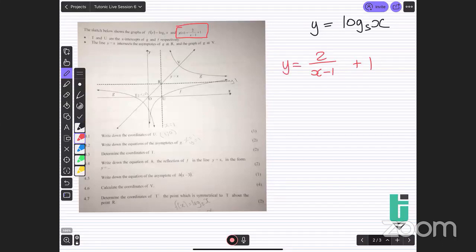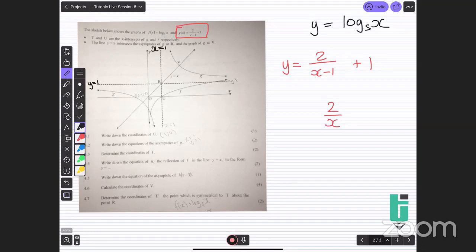How is this graph shifted from the graph of 2 over x? It was shifted vertically up by 1 and to the right by 1. Right. So do you guys agree that the asymptotes are going to be x equals 1 and y equals 1?